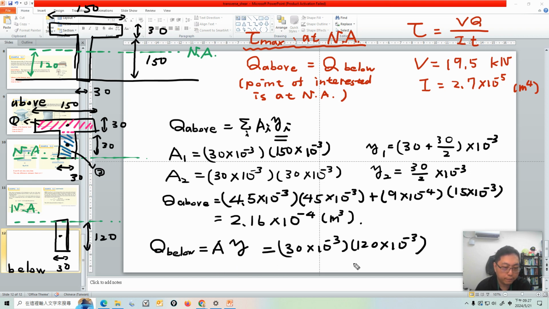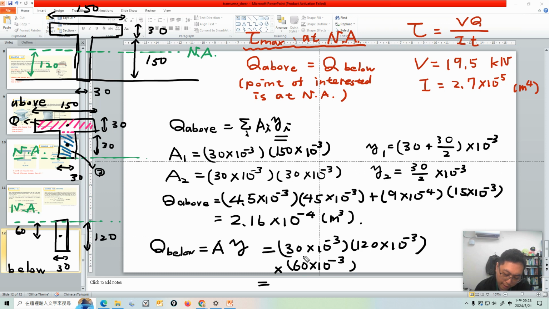So this is the area, times the y. Here the neutral axis is here, so the y is the distance between the centroid and the neutral axis, and here it is 60. So you times the 60, 10 times 10 to the power minus 3. And you just use your calculator, you will find it's very magic.